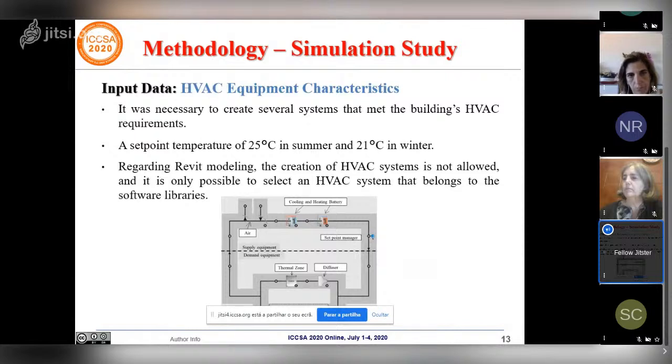Regarding the HVAC equipment characteristics, it was necessary to create several systems that met the building's HVAC requirements. We defined a set point temperature for summer and winter season. On Revit, the creation of this type of systems is not allowed, so we need to select the HVAC system from the library of the Revit. So this is one difficulty for us.